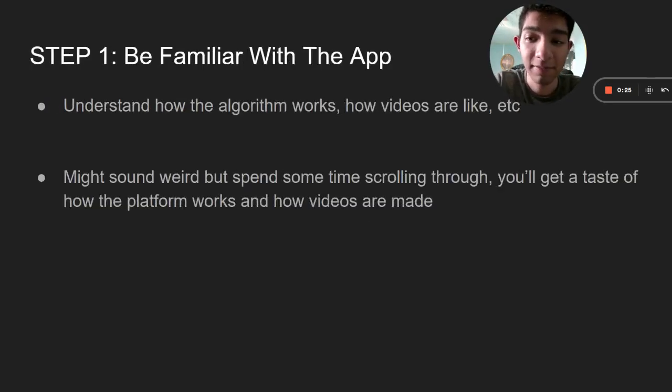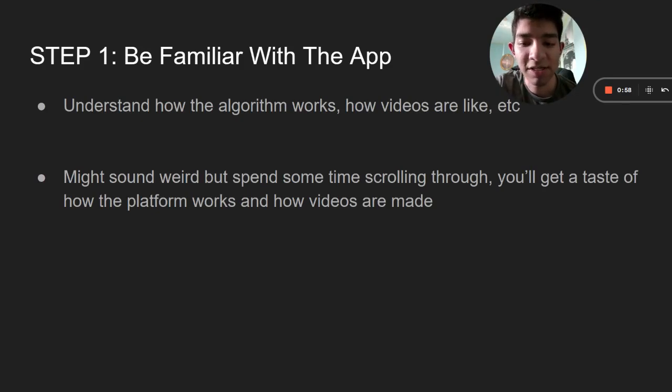One step that is very important is being familiar with the app, and that's step one. Obviously, this is a very important step. You want to understand how the algorithm works, how people style their videos, and how the platform is like. Once you understand this, it becomes a lot easier to know what videos you should be making, how you should be styling them, and what you need to be doing to get the attention that those content creators are getting.